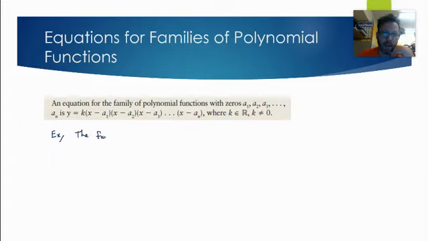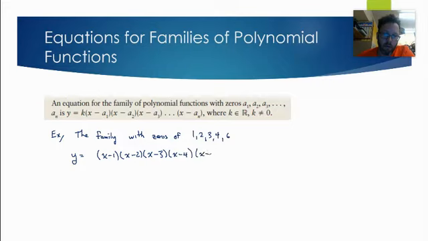Let's say we want to look at the equation for the family of polynomial functions with zeros of, let's just say 1, 2, 3, 4, and just to be different, let's use 6. Well, that equation would look like this. For each one of those zeros, you would have a factor that corresponds to it. We know that from our first unit, x minus 6.